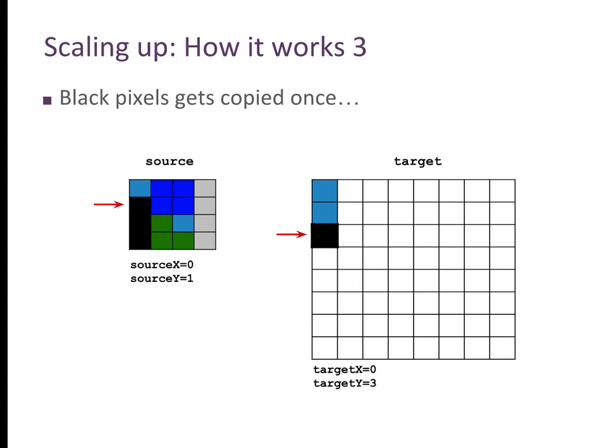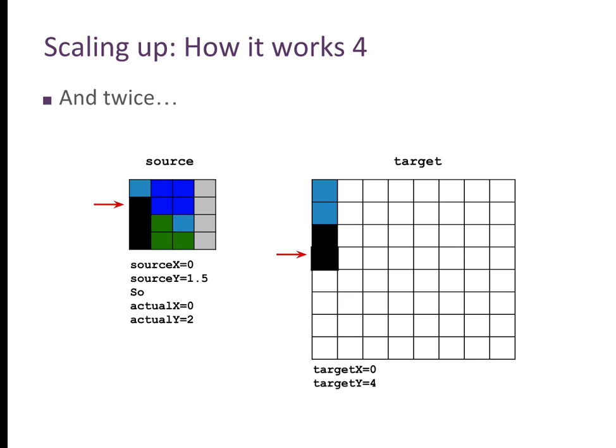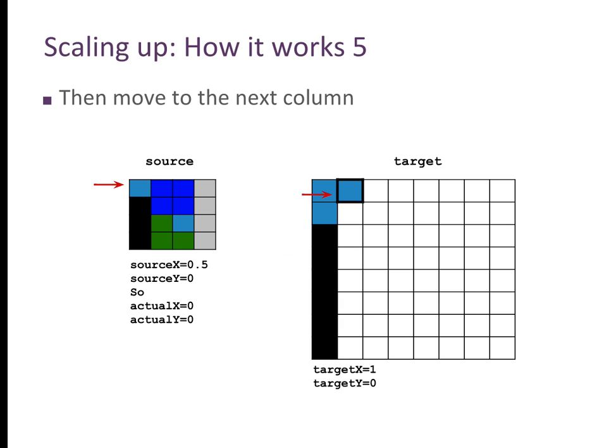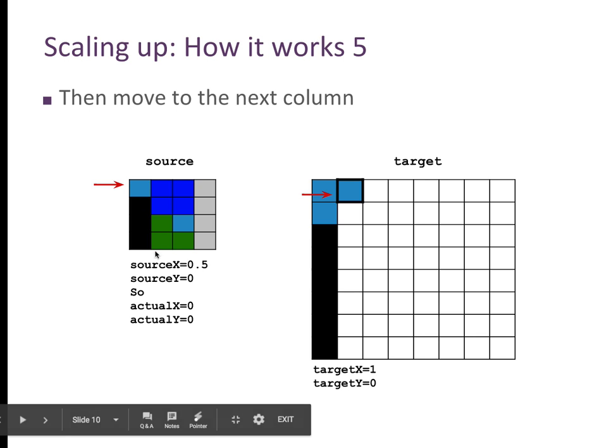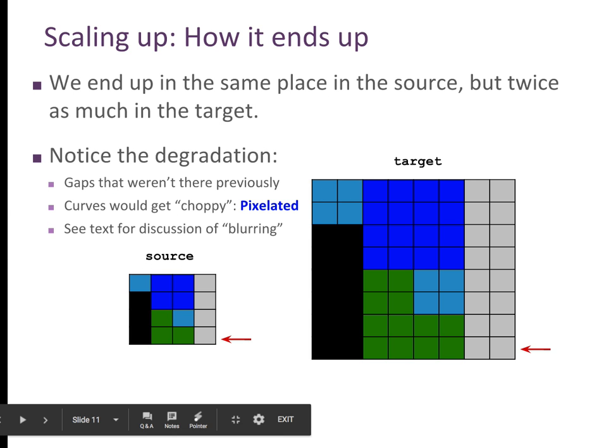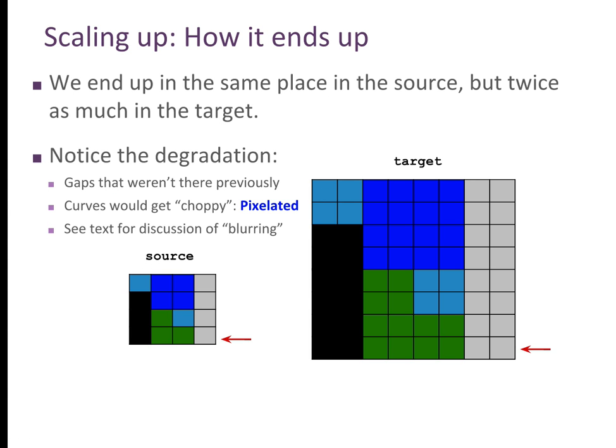It'll do that with the black pixel as well when Y goes to 1, and then when it goes to 1.5, it'll copy it again. We do that all the way down the column, and then when we start again on the next column in that first row, that 0th row, the source X is going to increment by 0.5, which is going to again cause us to copy that pixel yet another time. So in effect, every pixel in the source is really getting copied 4 times to the target. That gives us a scaled up image.